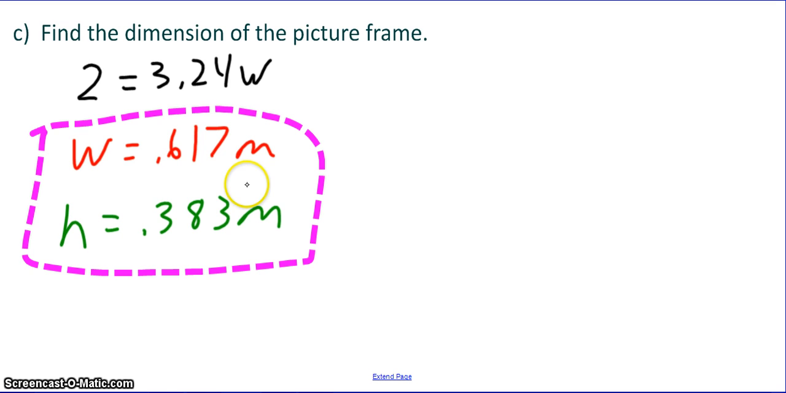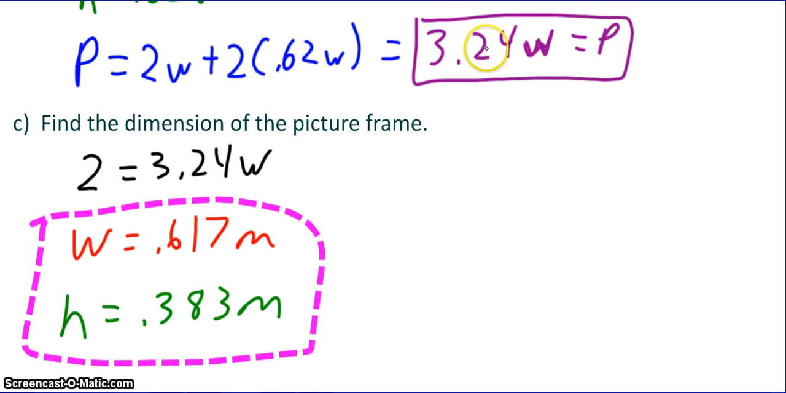So then the dimensions of the picture frame are going to be the width is 0.617 meters and the height is 0.383 meters. And I got that by using my perimeter equation here. Then I know the perimeter is 2, so I said 2 equals 3.24W, divide 2 by 3.24, and I end up with W. Then remember, again, make sure you're answering the question. The question says find the dimension of the picture frame. So you want to know both the width and the height. It doesn't say just find the width, and it doesn't say just find the height. Make sure you include units as well.